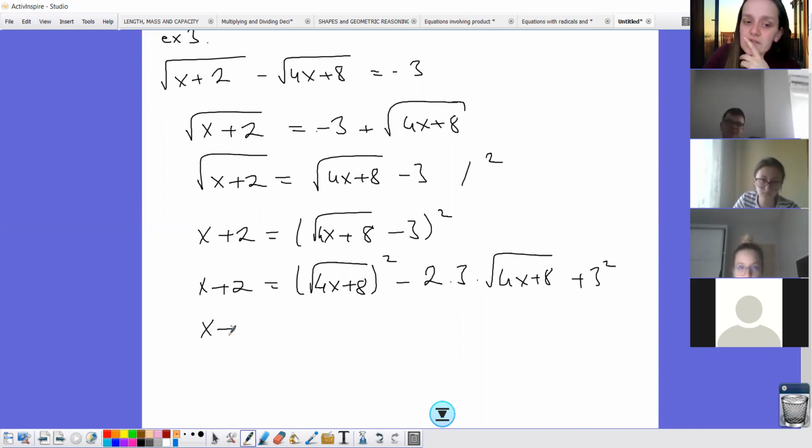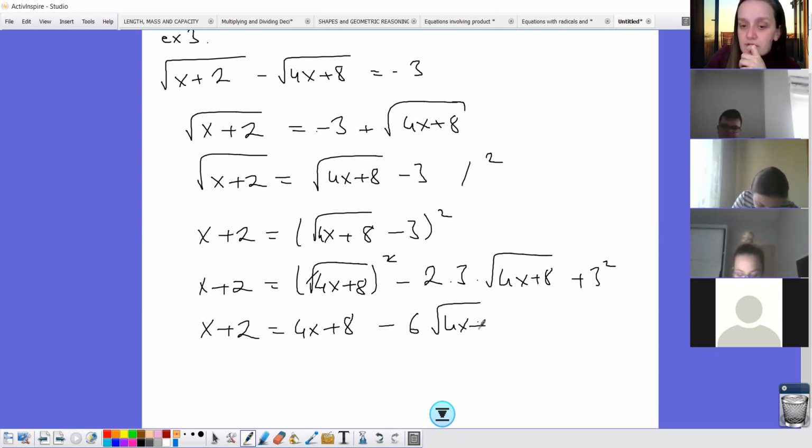Now, x plus 2 we have here. These ones will cancel each other. 4x plus 8 minus 6 root of 4x plus 8 you will have, and plus 9. Now, as you can see, we have again a radical expression here. So again, I will isolate this one. To isolate this one, I will take all of them to one side, the radical expression on one side.